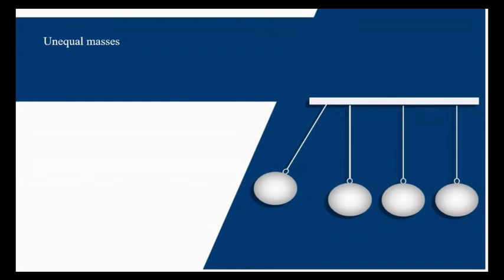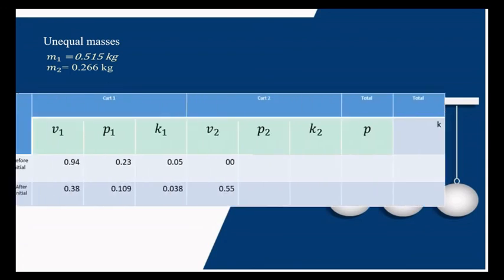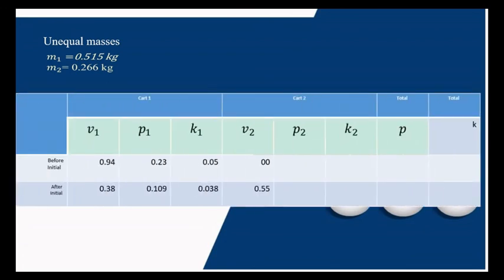Elastic collision data table for unequal masses: mass 1 equals 0.515 kilogram, mass 2 equals 0.266 kilogram, and this is the table. From this table, find the momentum of car 2, the kinetic energy of car 2, and also the total momentum and the total kinetic energy.